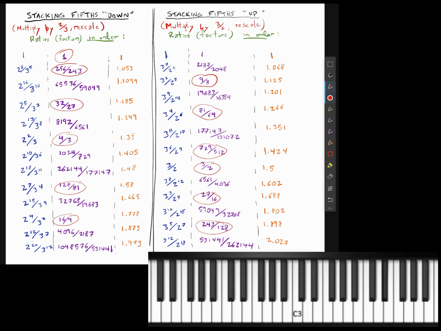Oh wait, except for maybe that one. The ratio of these two pitches you can calculate to be about 1.44, which is quite far from 1.5. No matter how you tune a piano according to Pythagorean tuning, you're always going to have one of these so-called wolf fifths. There's just no way around it.